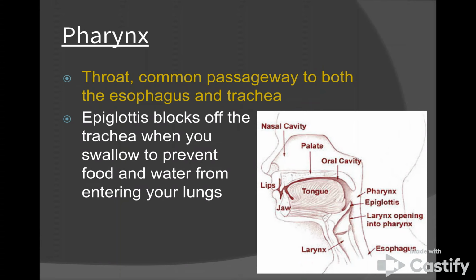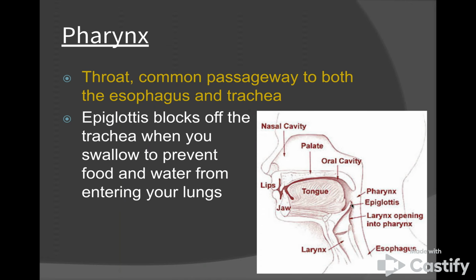So your pharynx is the scientific word for your throat. It is the common passageway to both the esophagus and the trachea. Your esophagus is where food goes down into your stomach, and then your trachea is where we actually get air down into our lungs. We don't want air in our stomach, and we don't want food in our lungs.